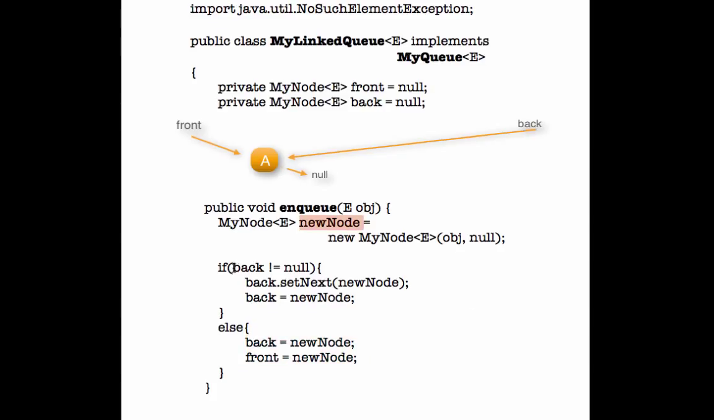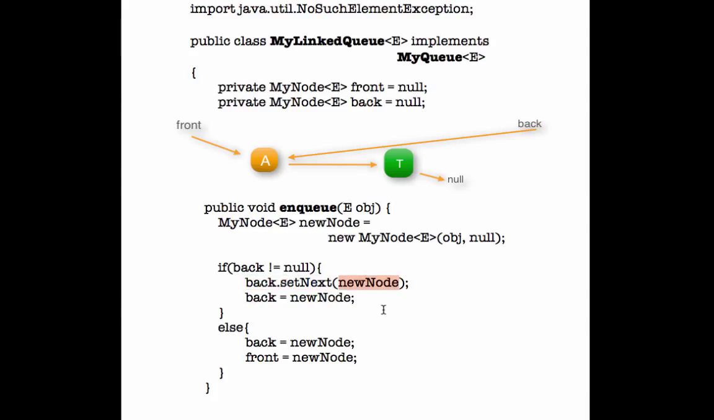So if back is not null, that means I have at least one value in my queue. There is a back. The reference back is referring to it. So I know where to insert this new node that I just created. So what I'm going to do is link the current list to the new node. That's simply by changing this reference in back.setNext to the new reference, which is the new node.